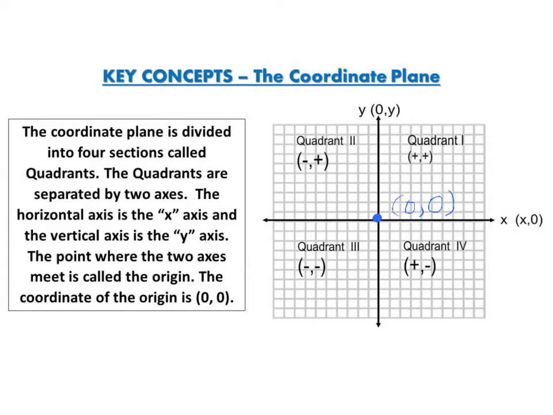Now, any point that would fall on the x-axis would have a coordinate of x, 0. X would have some number and y would be 0. On the other hand, if a point lies on the y-axis, it would have a coordinate of 0, y. X would always be 0 and y would be a different number. Those are some important facts to know about the coordinate plane.